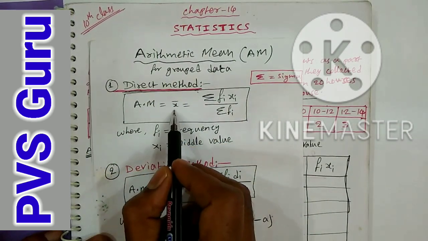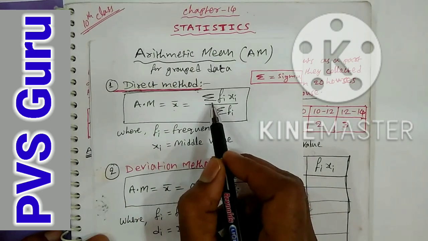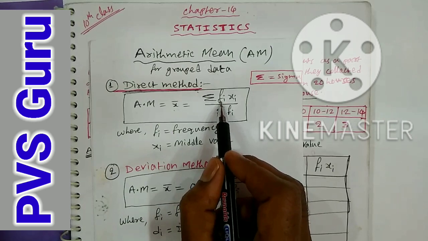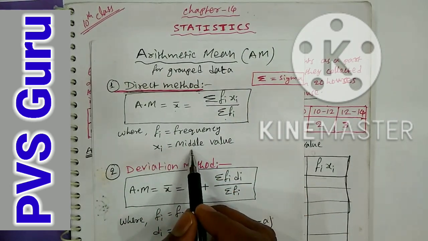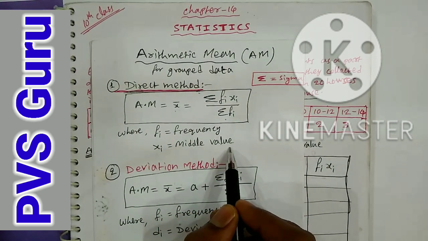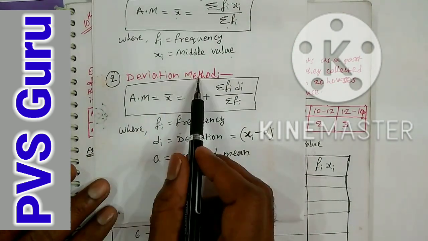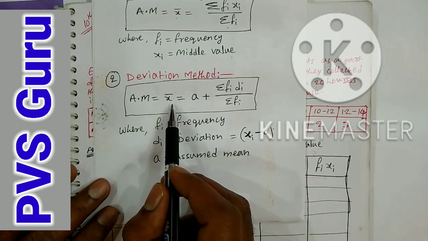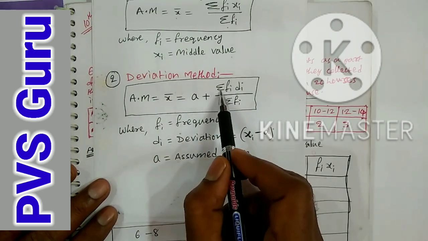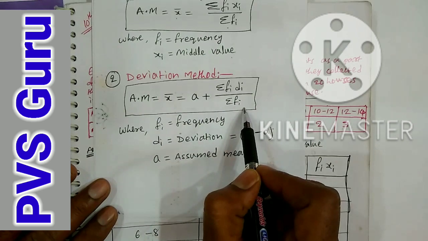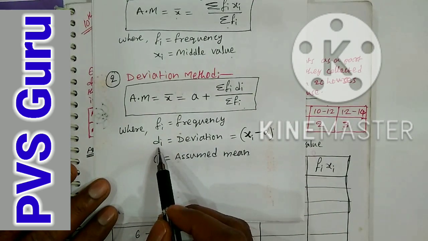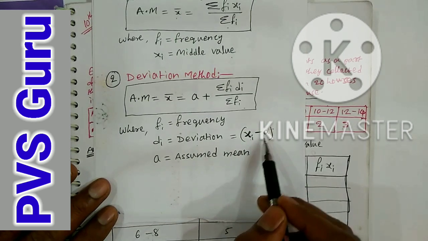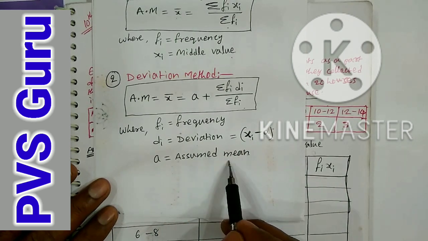The arithmetic mean is shown by x bar. The formula is sigma fi xi by sigma fi, where fi is the frequency and xi is the middle value of the class. The second method is the deviation method. In this, the arithmetic mean x bar is equal to a plus sigma fi di by sigma fi. Here fi is the frequency, di is the deviation, that is xi minus a, where a is the assumed mean.